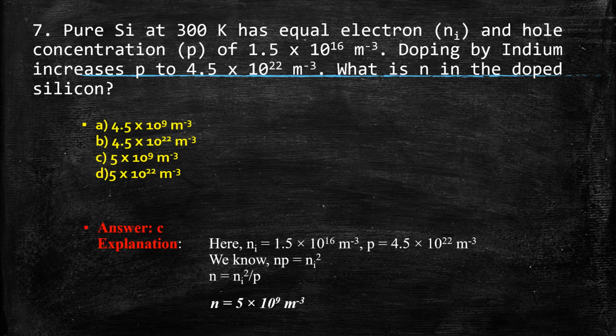The answer is C. We know from the law of mass action, Np is equal to Ni square, and from that we find small n. Substituting the data which is already given, we find N to be 5 into 10 power 9 per meter cube.